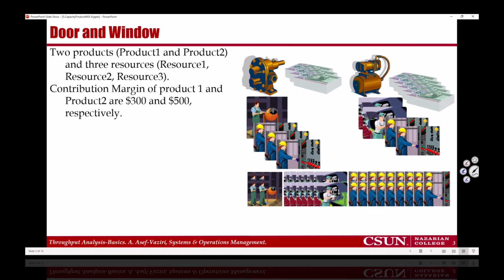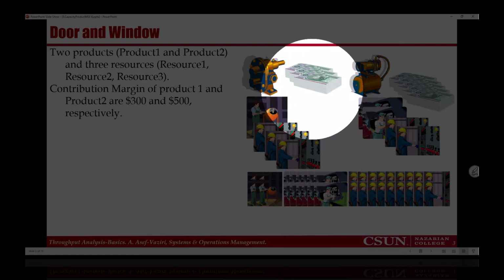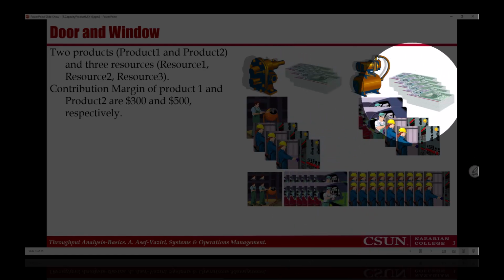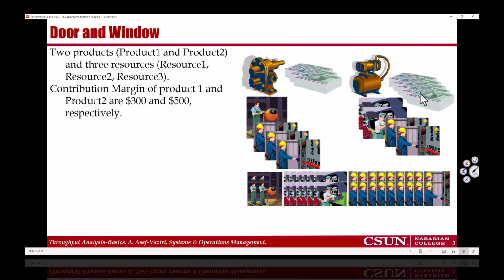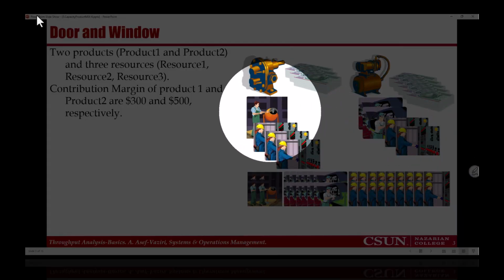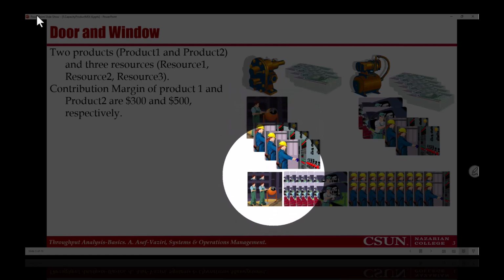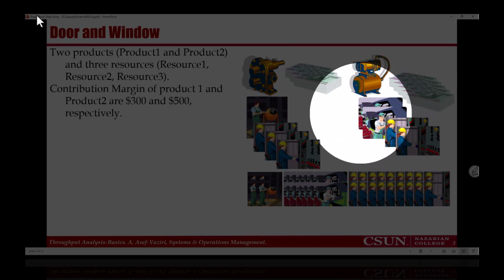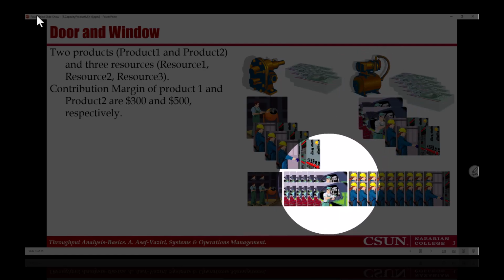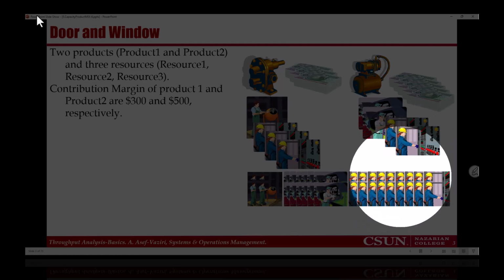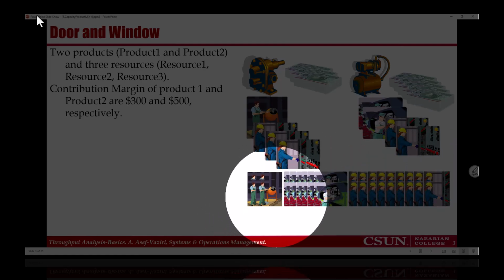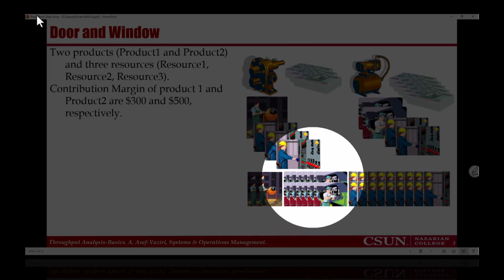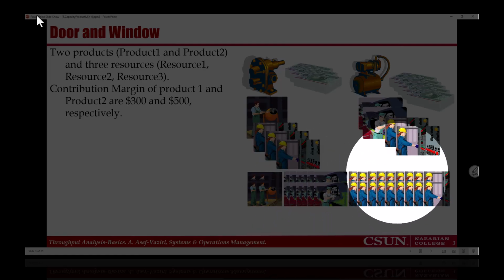Contribution margin, what remains for us after recovering variable costs, is $300 for the first product and $500 for the second product. The first product needs 1 unit of resource 1 and 3 units of resource 3. Product 2 needs 2 units of resource 2 and 2 units of resource 3. We have 4 units of resource 1, 12 units of resource 2, and 18 units of resource 3.